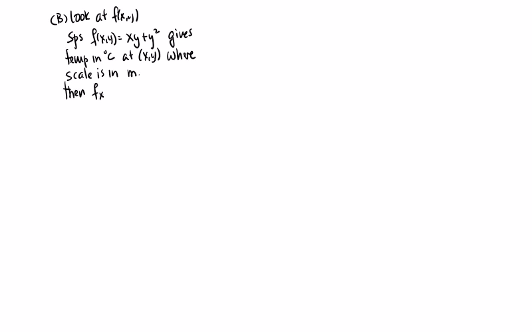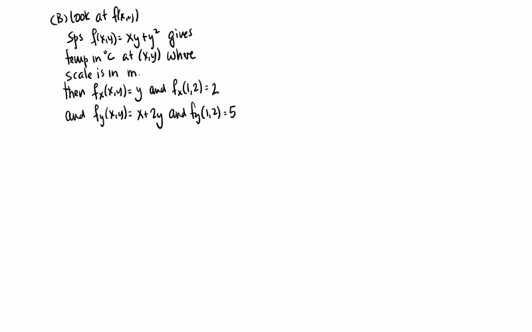All right, then let's run through it again. f sub x of x, y is y plus 0, so let's just write y. And f sub x of 1, 2 is 2. And f sub y of x, y, the same calculation as before, is x plus 2y. f sub y of 1, 2 is 5. Now, while we're at it, we'll note that f itself at 1, 2 is xy plus y squared, which is 2 plus 2 squared, which is 6.